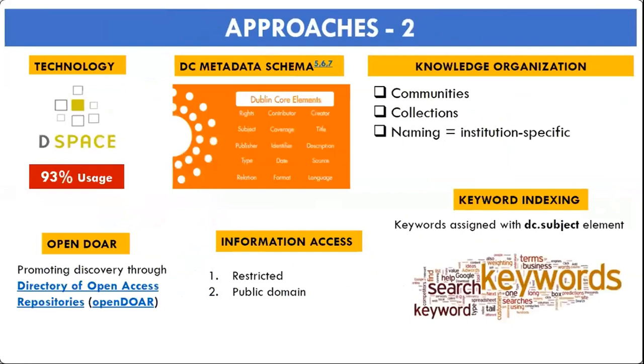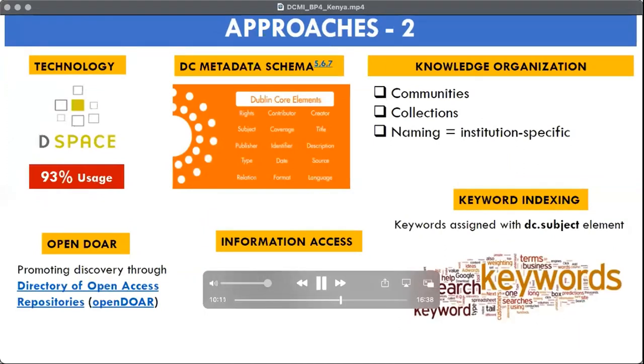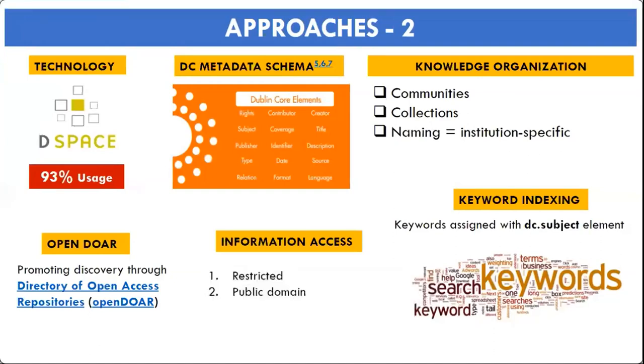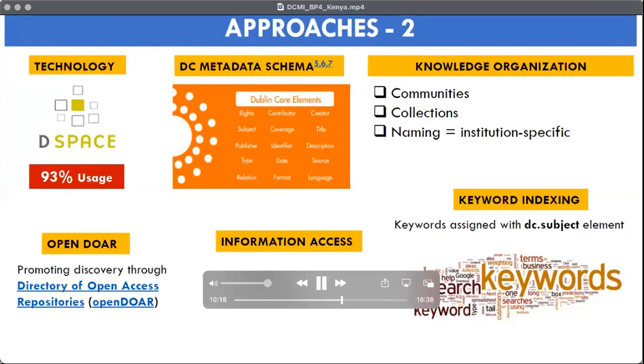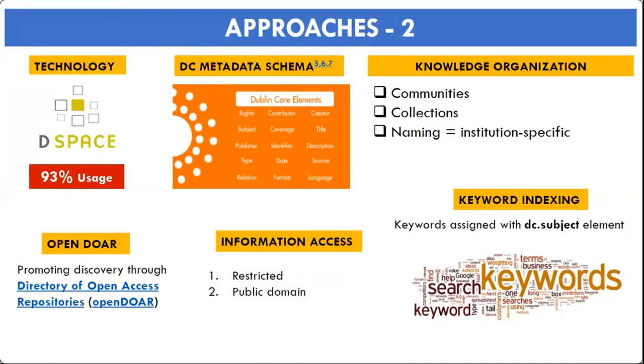So in terms of the technology, we can see DSpace was leading with 93%. Then the metadata schema, as we can see, is Dublin Core. DSpace uses Dublin Core metadata schema with the 15 elements. Then we also found that in terms of the approaches, the knowledge is organized in terms of communities and collections. However, the naming is specific to institutions. There was no standard way of naming the communities and collections.